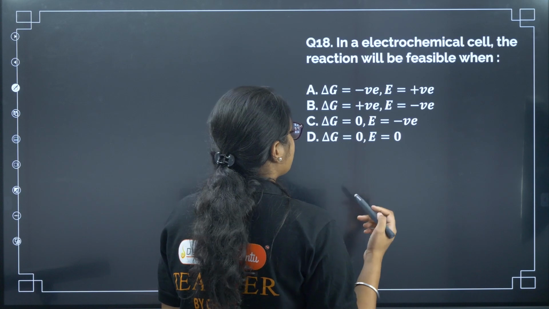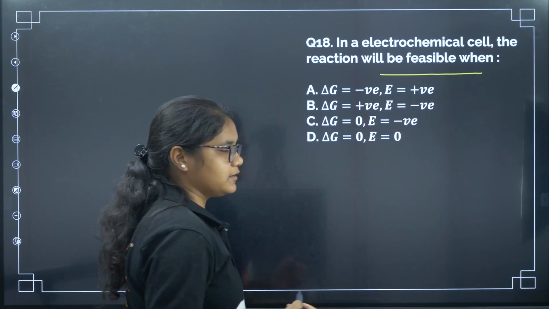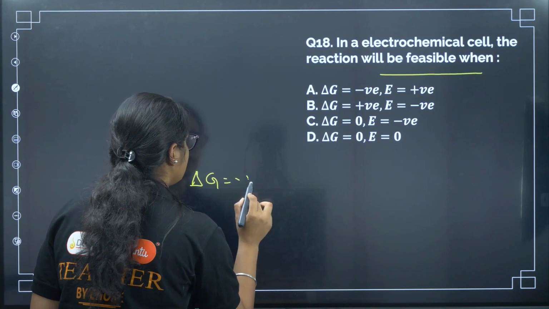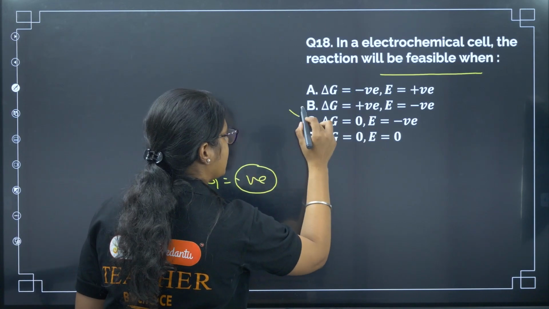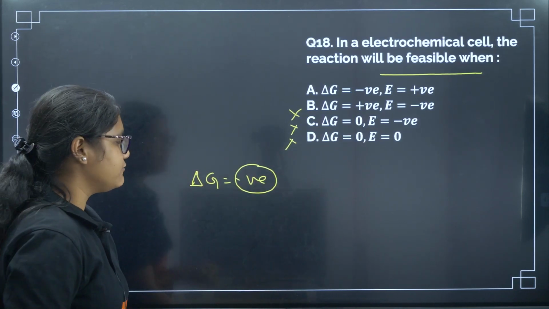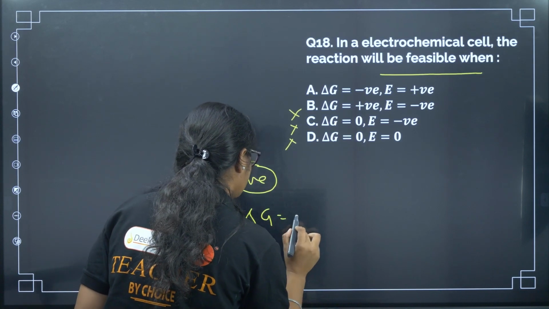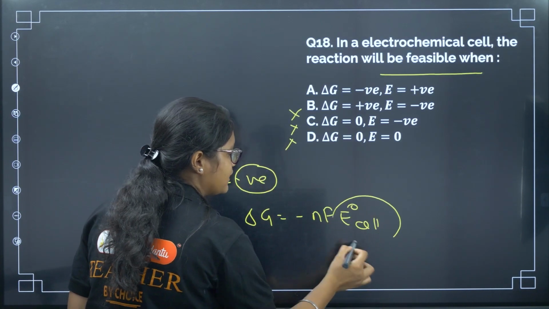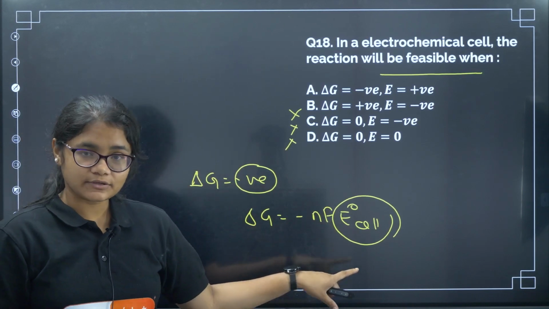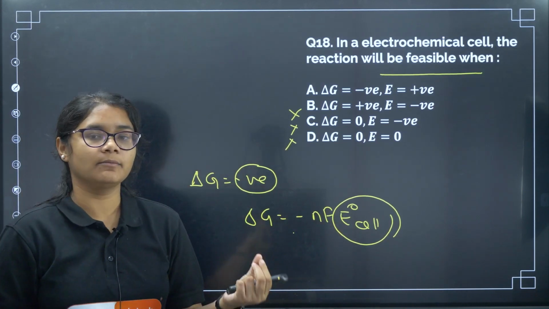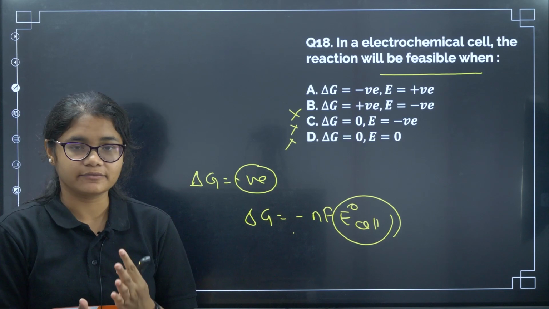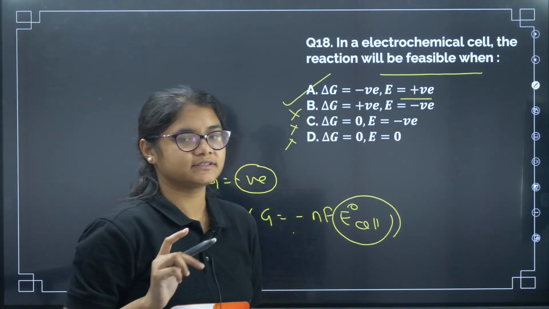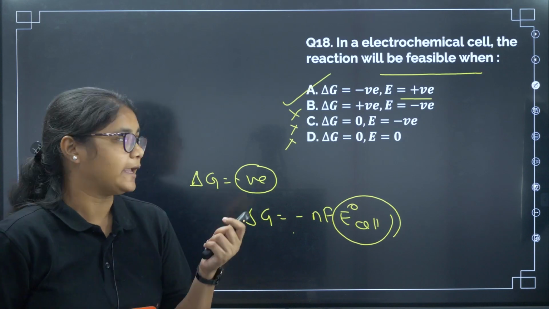Next, in the electrochemical cell, the reaction will be feasible when? So for reaction to be feasible, delta G has to be negative, right? That is the first condition. So we can eliminate all these options from here. Now if delta G is negative, we have this formula, right? So if this one has to be negative, this value has to be positive. Because if this value also comes out to be negative, then negative will become positive and delta G will become positive, which is not required. So E naught of the cell must be positive. So correct answer for this question will be option number A.